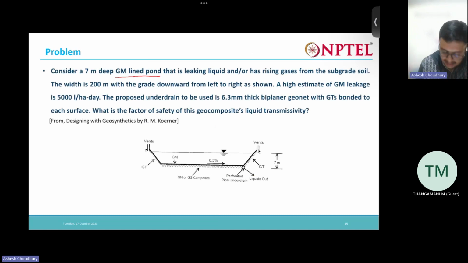Now, generally what happens is that any leaking liquid will flow down slope, from high to low, and it will drain. What will happen to the gas? Gas is lighter than liquid, so it will try to go up. So gas will go up and vent off. So in a well-designed liner system, the liquid and the gas travel in opposite directions. Okay.